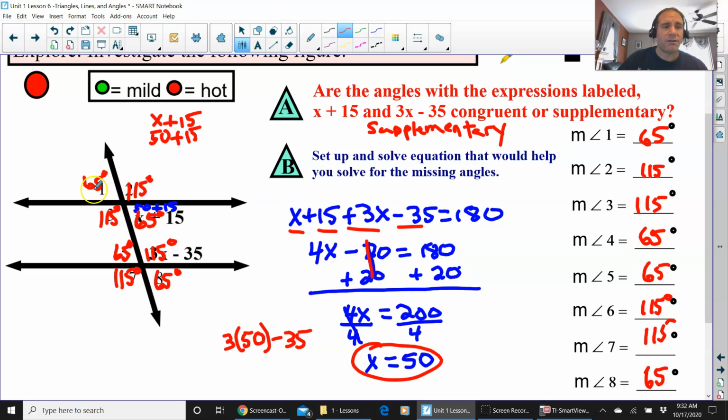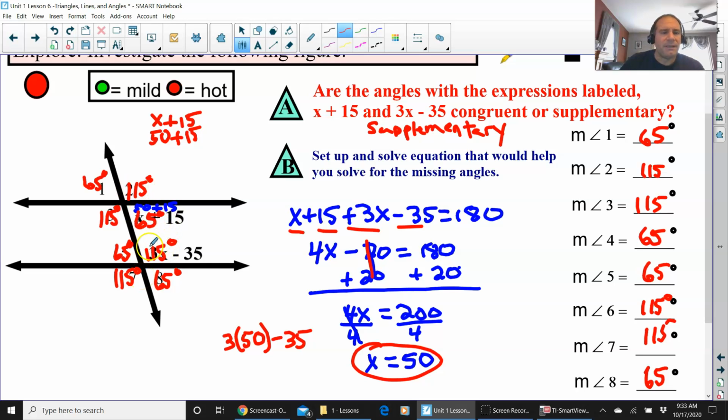1 and 4 are vertical, so that's 65. 1 is 65, and so these are alternate interior angles. So that's angle 5 and angle 4. They're alternate interior angles. And then here the 8 and 5 are vertical as well. So they're all equal to 65.